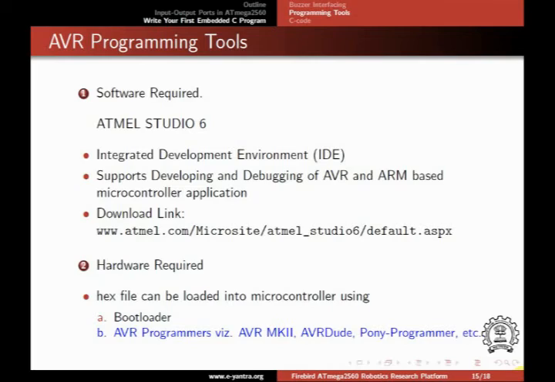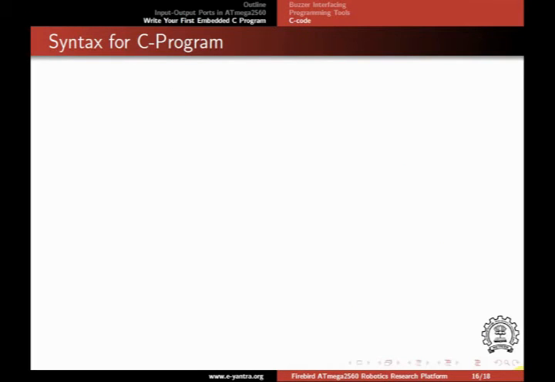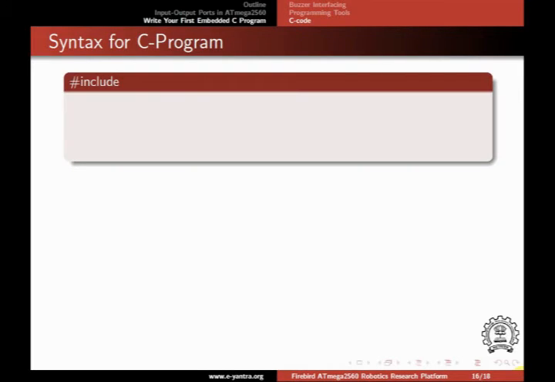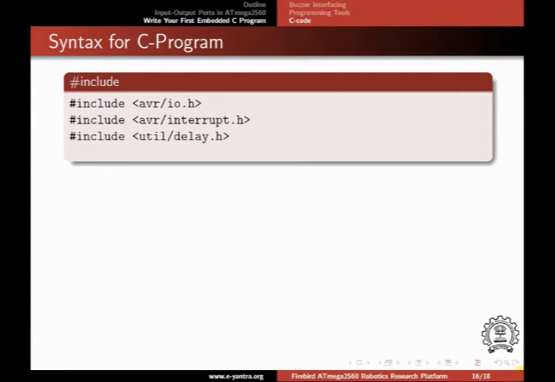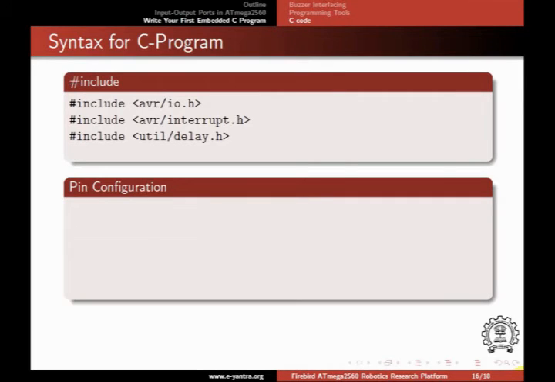Well, let us now begin writing the C program. In the coming slide, we put the syntax for writing the C program. So the standard C program begins with including the header files. Here in this program we include some header files which are #include avr/io.h, #include avr/interrupt.h, #include util/delay.h.